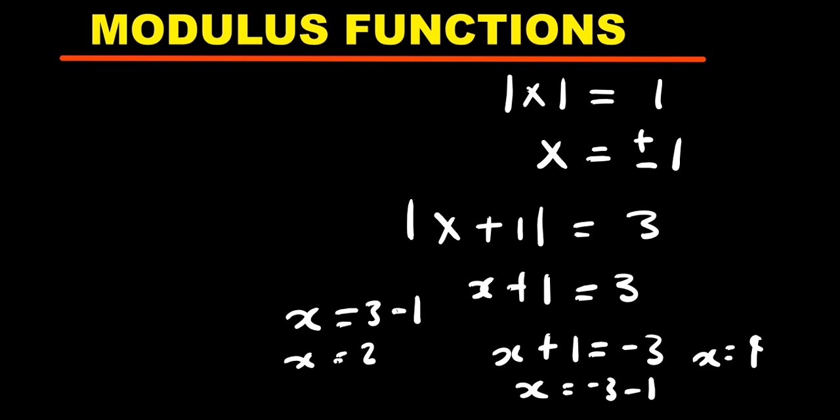Now let's also look at the other one. We find that x is equal to 4. If I put 4 here, 4 plus 1 is 5. The modulus of 5 is just 5. Is it equal to 3? No. So 4 is not a solution. So the only answer here is 2.